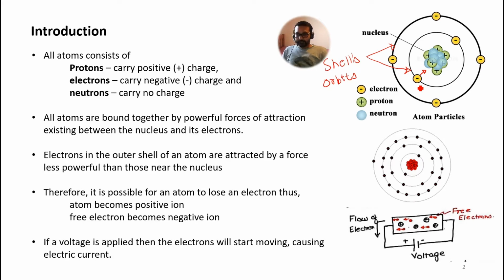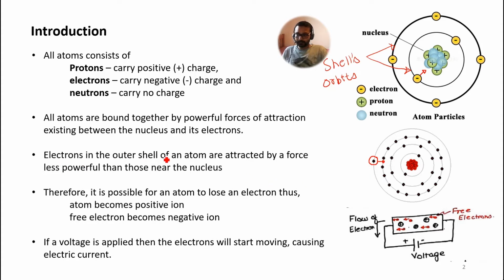Now since the electrons would be revolving around this nucleus in different orbits, right? So the force acting on the outermost electrons, or the electrons in the outermost shell, will be relatively less, I would say, right?